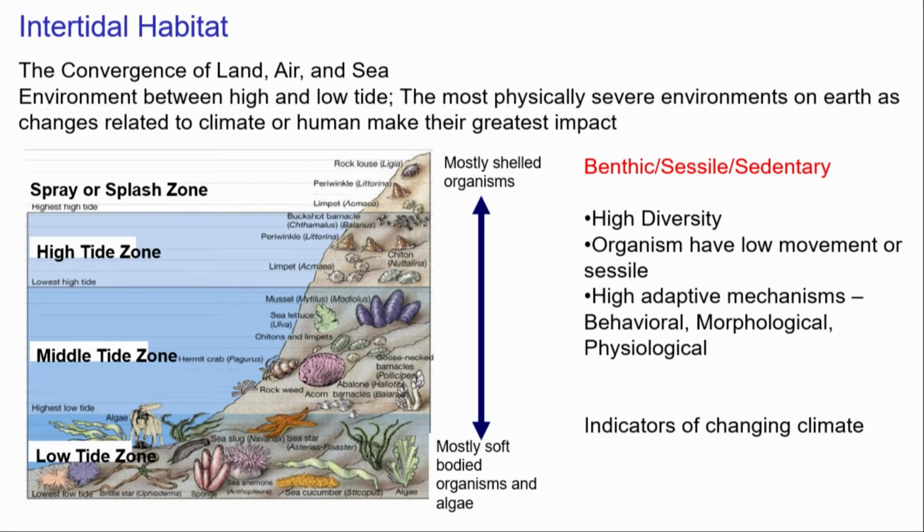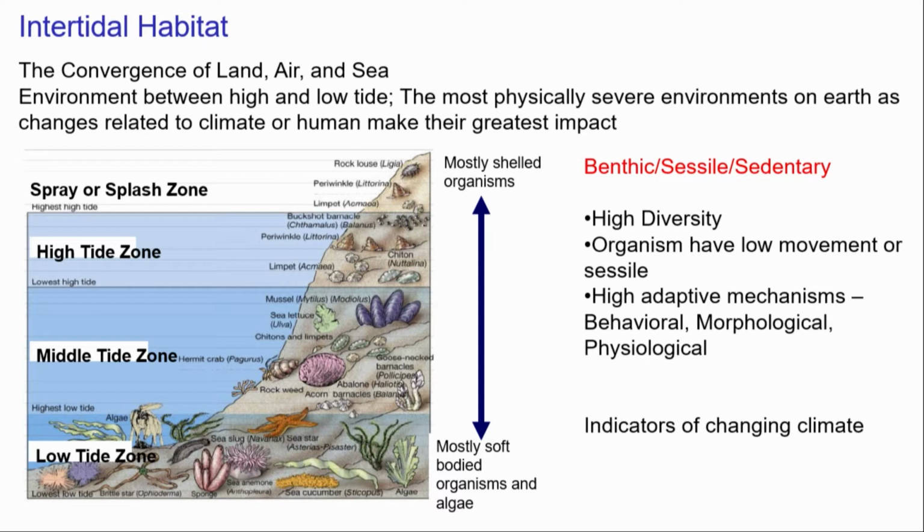This is called the convergence of land, air and sea, and the organisms living in this environment must have the ability or adaptive mechanisms to sustain such conditions. The environment between high tide and low tide is the most physically severe environment on earth, because of these complexities involved. And the changes related to both climate and humans have their greatest impact in this particular habitat.